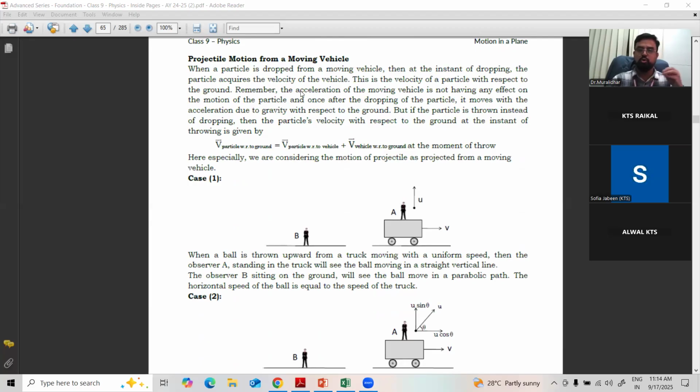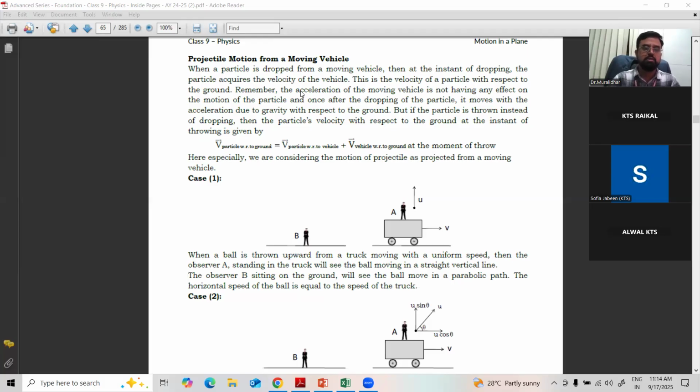First, what we have seen: we threw the body from the ground. That is one kind of projection. Next, we threw the body from a height, from a tower. That is another kind of projection. Then there is a moving car, from which we drop. That is different. Projectile means projecting the body either at a height or horizontally. For the moving car, there are two cases given.